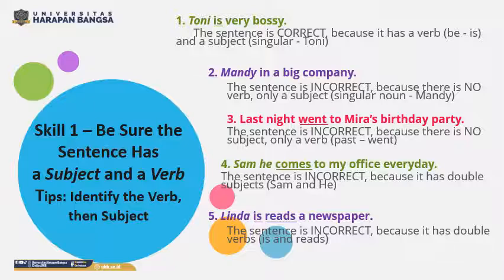Next, number 5. Linda is reads a newspaper. The sentence is of course incorrect. But why? Find the verb. Here we have the word be, is, but then there is also verb reads. Nah, that's the problem. Remember, the sentence must have only one verb. But here we have double verb is and reads. So the sentence is indeed incorrect.